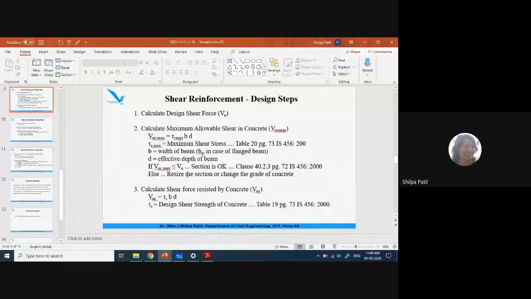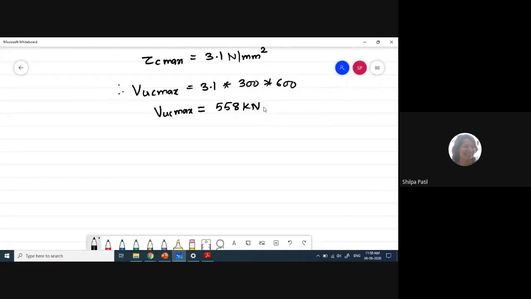But when you design the beam, it is important to follow this step, because you are deciding the size also when you start the design of the beam. So this step also we have to check. VUC max must be less than or equal to VU. So what is our VUC max? It is 558 and our maximum VU is coming as 450. So this value is coming less than VU equal to 450. So whatever dimension is given is correct. Okay.